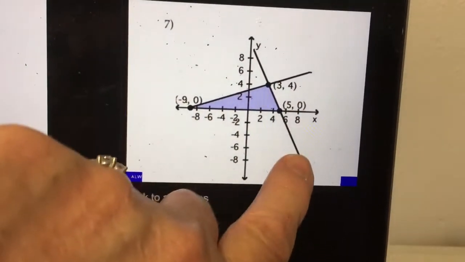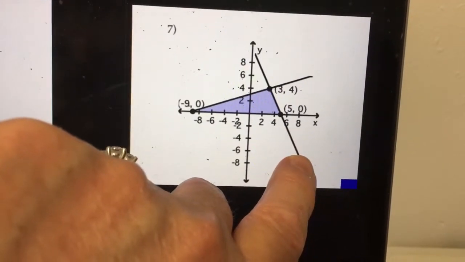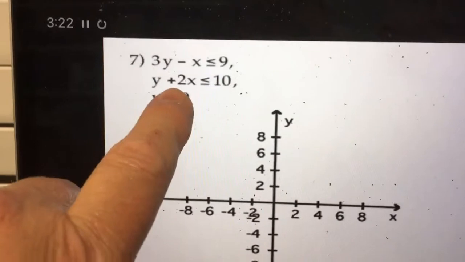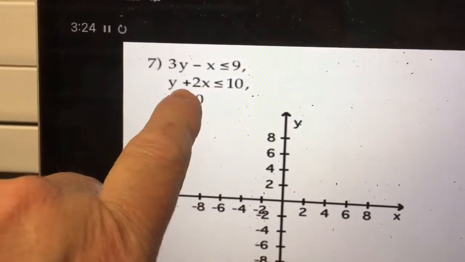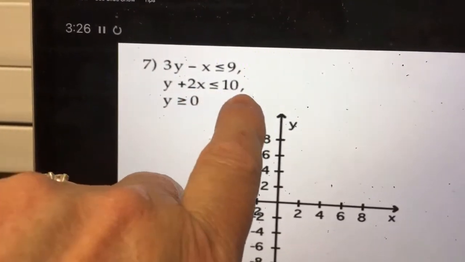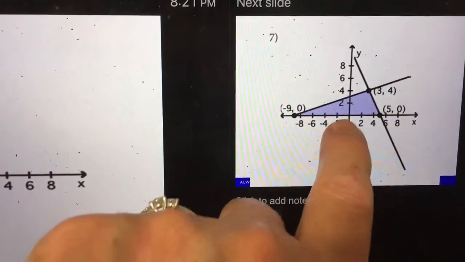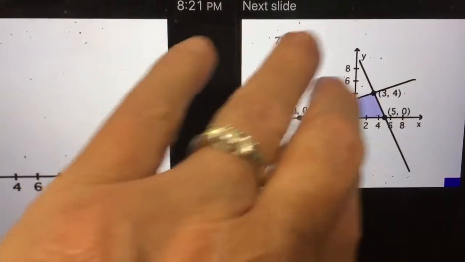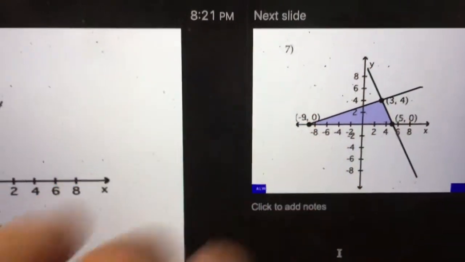So there's the line, and then we plug in to figure out which way it is shaded. We plug in a test point, 0, 0. 0, 0 is less than 10, so we're going to shade in the direction of 0, 0, which is right there. So they're shading down this way on the graph.